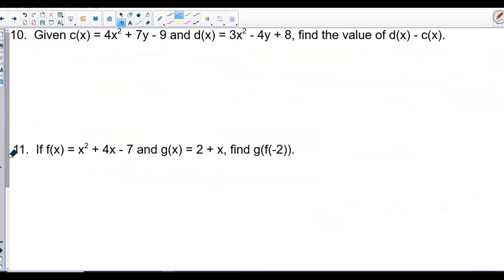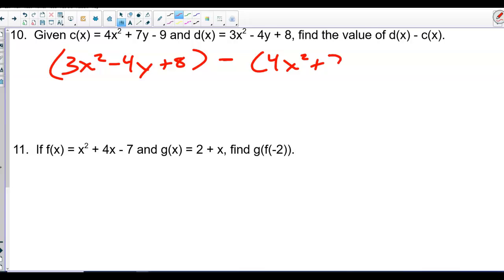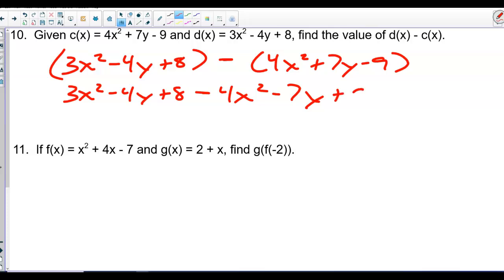C of x, d of x, we're subtracting. They want d of x minus c of x. It's simply this. 3x squared minus 4y plus 8 is my d of x, and I'm subtracting my c of x, which is 4x squared plus 7y minus 9. We're distributing the negative: 3x squared minus 4y plus 8 minus 4x squared minus 7y plus 9.